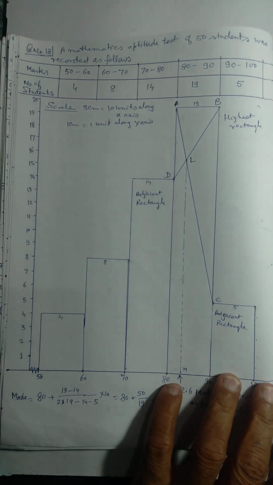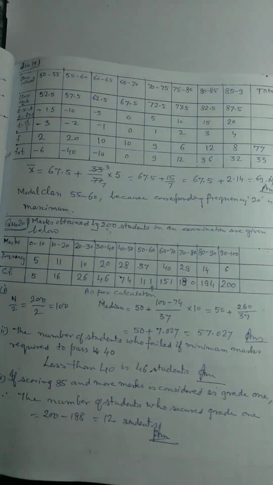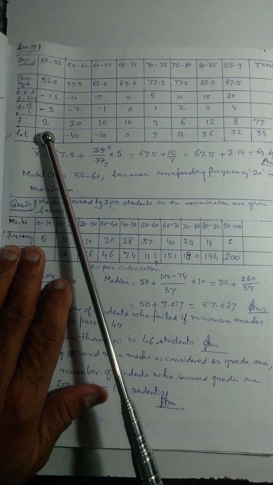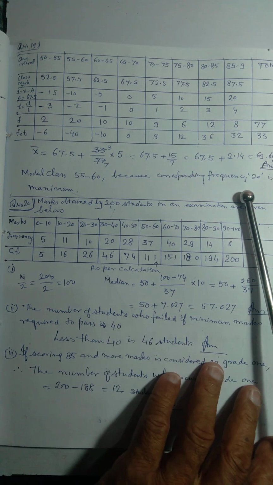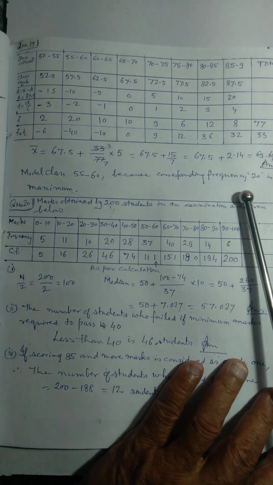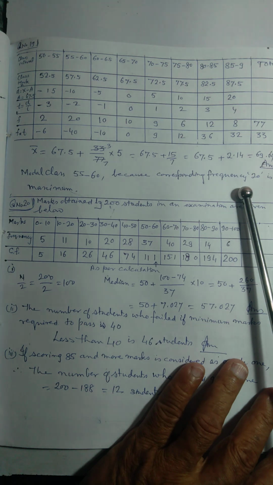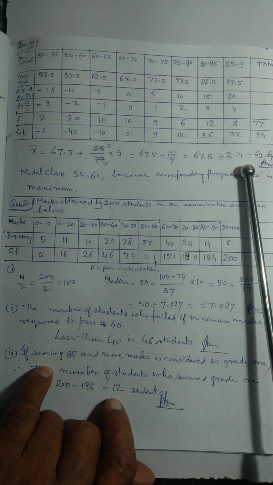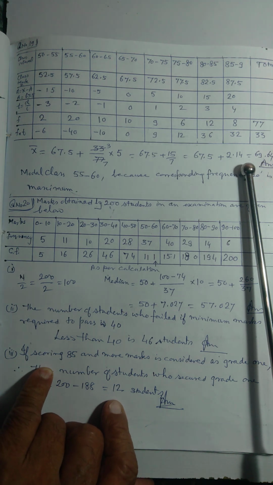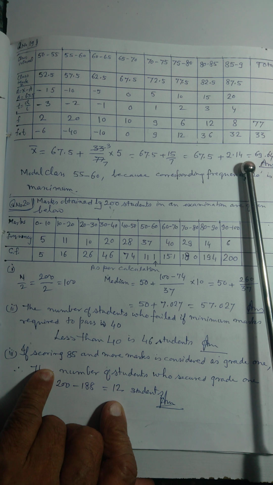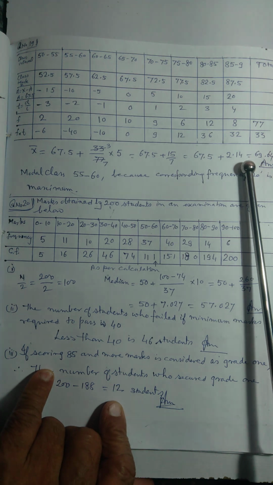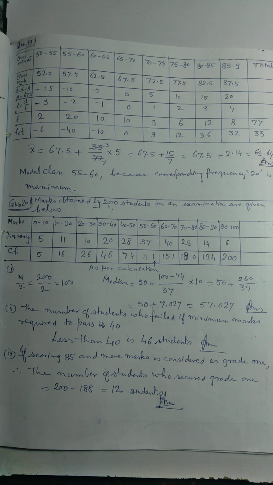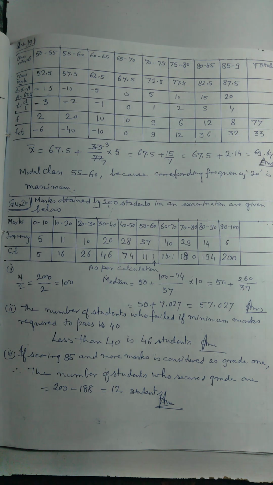Now come to question number 19. Using the step deviation method, calculate the mean marks of the following distribution. State the modal class also. Class intervals are 50 to 55, 55 to 60, 60 to 65, 65 to 70, 70 to 75, 75 to 80, 80 to 85, and 85 to 90. Corresponding frequencies are respectively 5, 20, 10, 10, 9, 6, 12, 8.